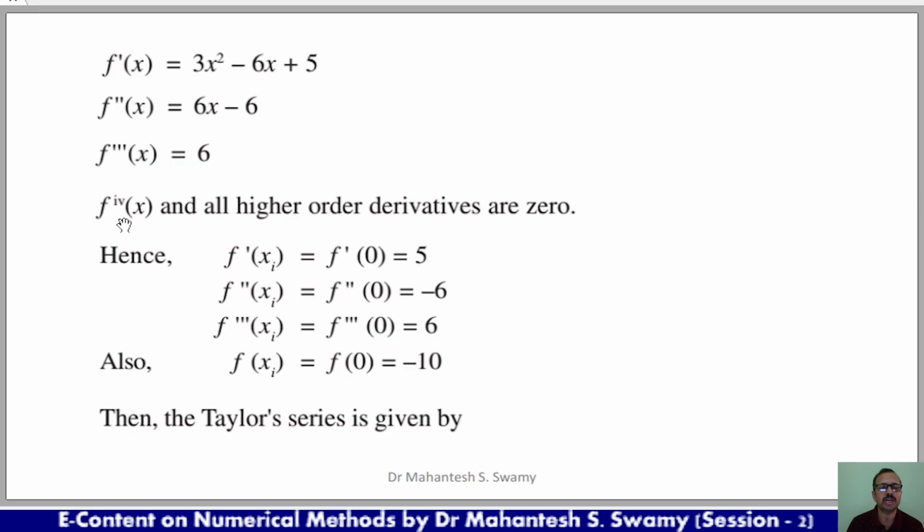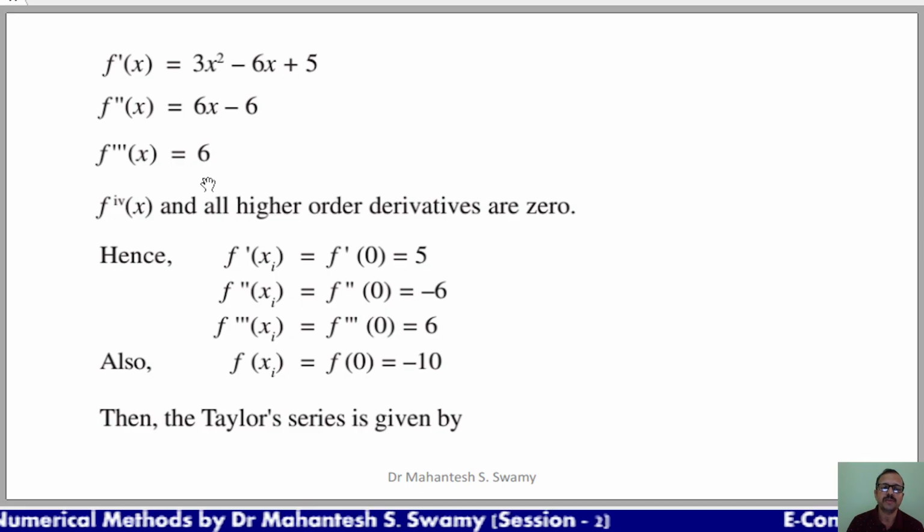So the fourth order derivative of f and all other higher order derivatives are zeros, because this is a constant. After this, all other higher order derivatives will be zeros. So the Taylor series will not have any term after the third degree term. The third degree term will be a constant term 6, and after that all other higher order derivatives are going to be 0. Therefore we have to consider the Taylor series up to the term of degree 3. Now what is the value of f dash at xi? Xi means 0. F dash of 0, here you substitute 0 in place of x, so the answer is 5.